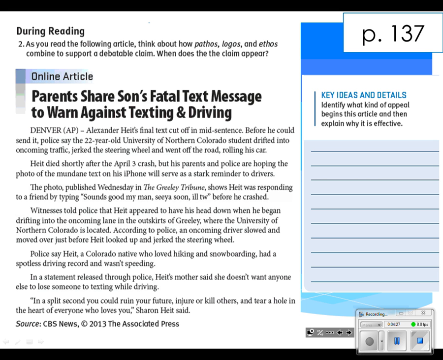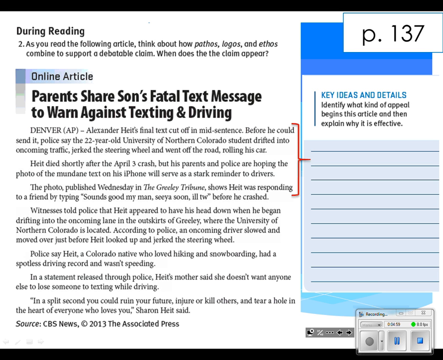All right, so the first thing I'm going to ask you to do with the article, I want you to go ahead and draw a bracket just as you see on the screen. It's bracketing in the first three chunks of the text. I'm not going to call them paragraphs because some of them are only a sentence long. So the article comes from Denver, the Associated Press. It's parents share son's little text message to warn against texting and driving. Could someone read that first chunk of text for us?